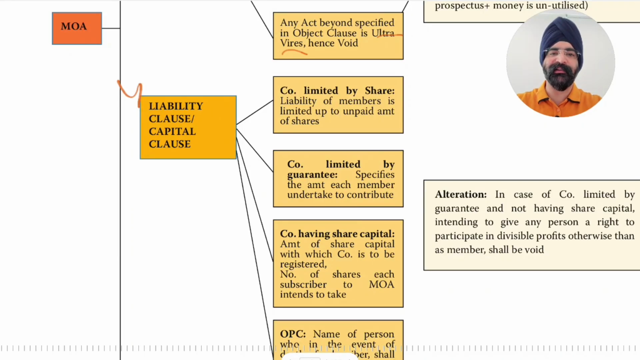In case of a company limited by shares, the liability of members is limited up to the unpaid amount of shares. If there is any unpaid amount, it means shares can either be obtained at full value or partially, like a share is of rupees 10. In the first call rupees 2 are received, then in the second call maybe rupees 2 are received. So in case there is an unpaid amount, then to that extent the liability of the member is limited. Company limited by guarantee specifies the amount each member undertakes to contribute. Contribute at which point of time? At the time of winding up, at the time of dissolution. So here members specify in advance that in such an event how much the members will contribute to the company.